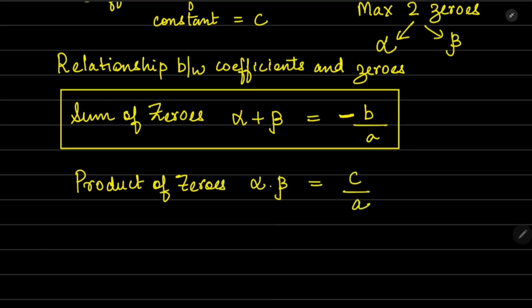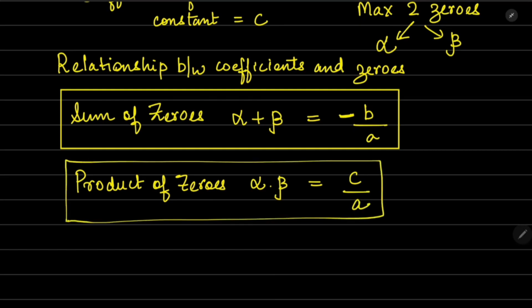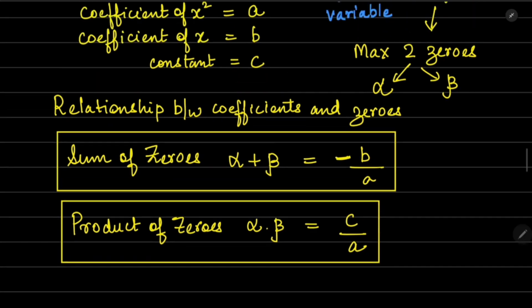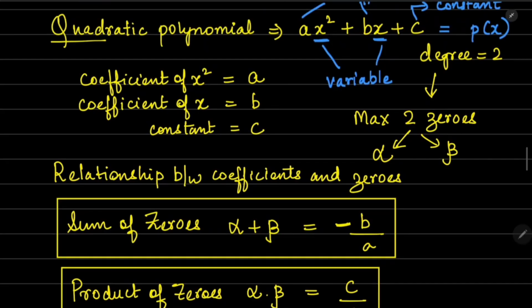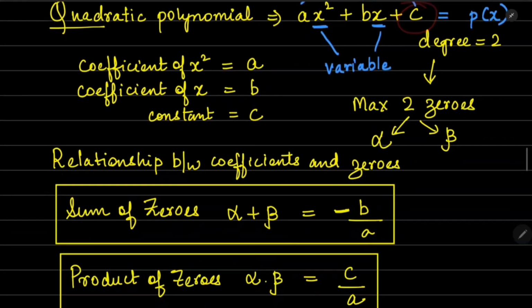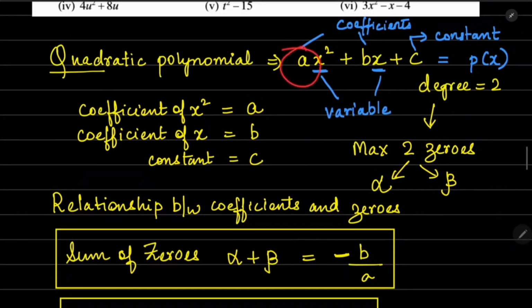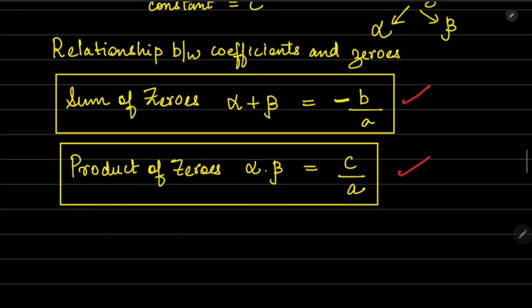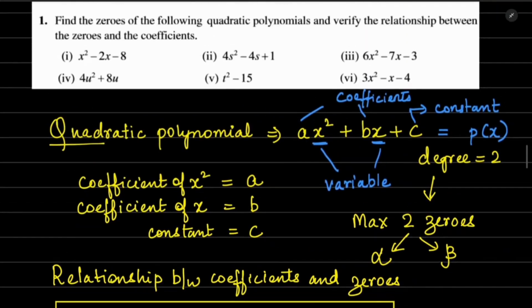This is another formula, the relationship that you have to remember. The product of the zeros, that is alpha into beta, is equal to c by a. What is c? c is nothing but your constant. And a is nothing but the coefficient of x square. So if you know these two, this formula is something which you should know in order to do this exercise.